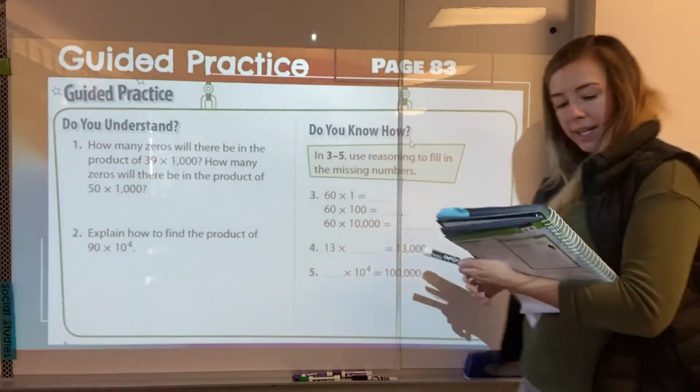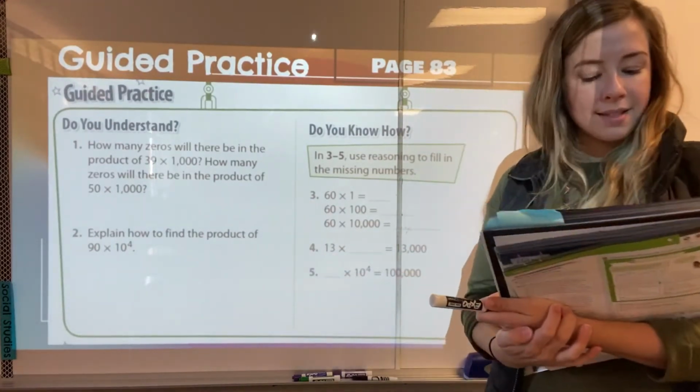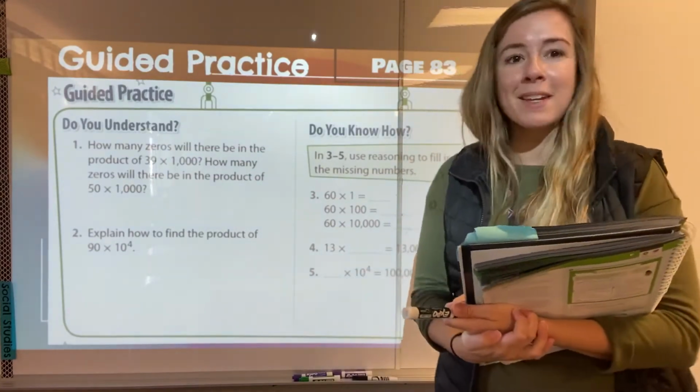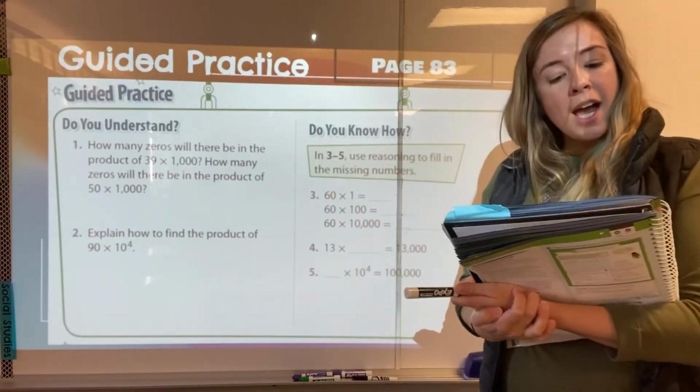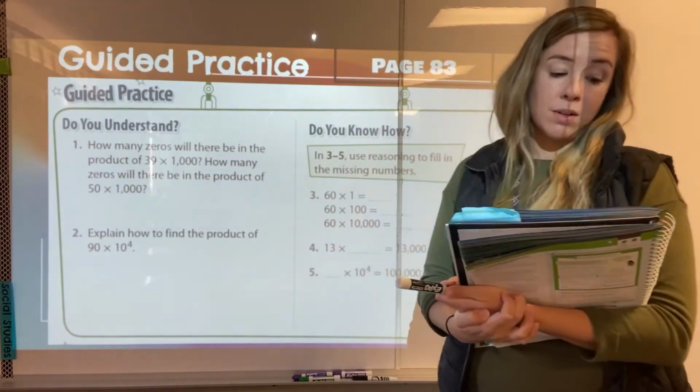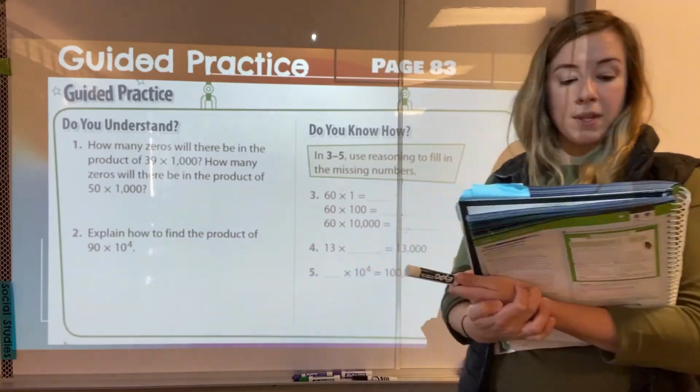Okay, we are over on our guided practice. Number 1 says, so open to page 83. Make sure you're writing down what I'm writing down. We're going to do some together, and I'm going to give you a couple to do on your own. How many zeros will there be in the product of 39 times 1,000? How many zeros will there be in the product of 50 times 1,000?